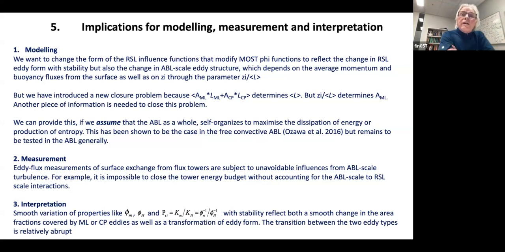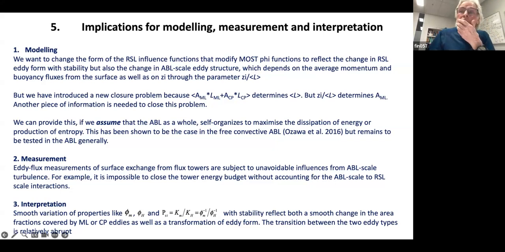And finally, the interpretation of all this, we see in any paper you like to pick up smooth variation of properties like the Monin-Obukhov phi m and phi h functions and the turbulent Prandtl numbers with stability. But that reflects, you can see now, both the smooth change in the area fractions covered by the two kinds of eddies, as well as a transformation of eddy form. As I said, the transition between the two eddy types is relatively abrupt. So the smooth variation is primarily caused by the smooth variation in area fraction.